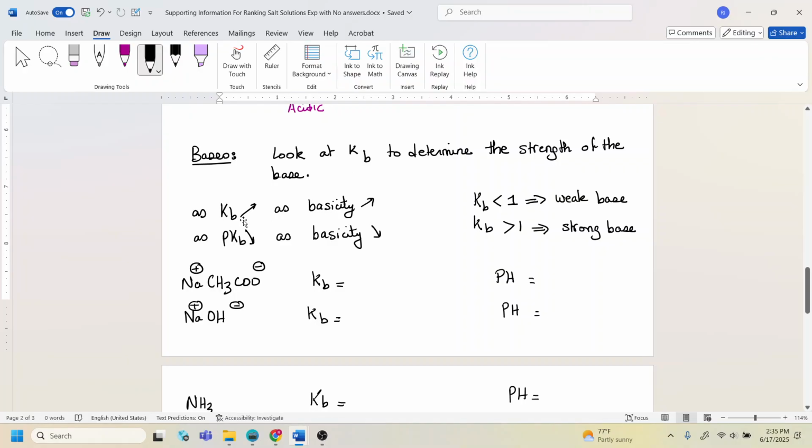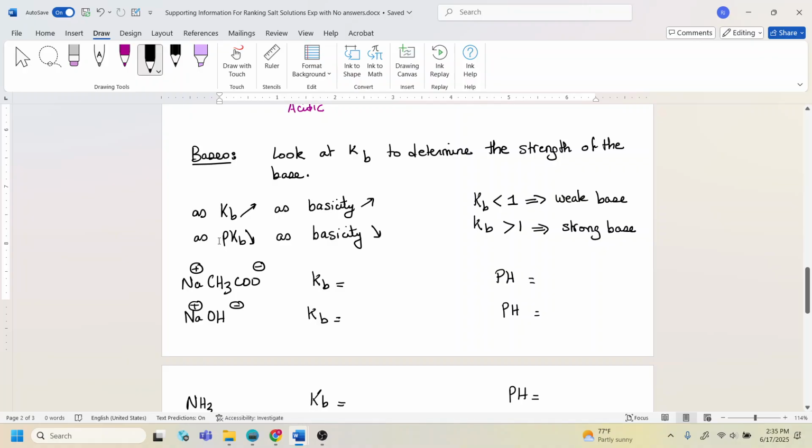So by definition, this is similar to the acidity though. As the Kb, the dissociation constant of the base, increases, the basicity is going to increase. And we're expecting that if Kb is less than 1, then we are talking about weak bases. If it's more than 1, then we're talking about a strong base in that case.